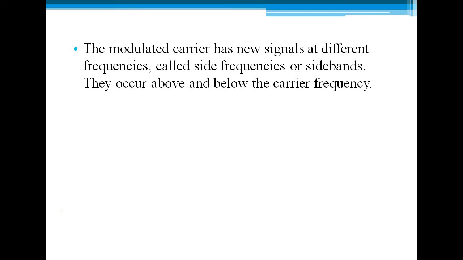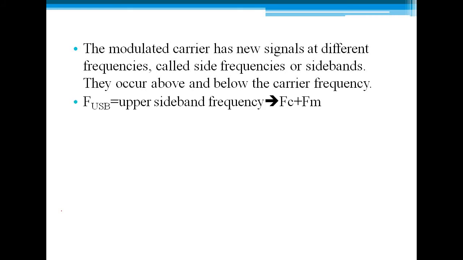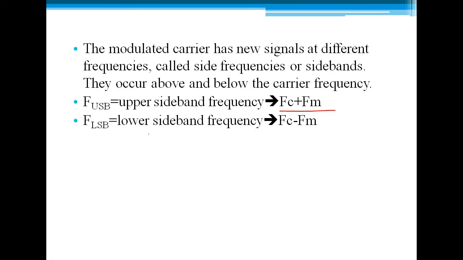Now from that equation, what we come to know is we have two frequencies. First frequency is omega c minus omega m. Second one is omega c plus omega m, and that omega is a representation of a signal in terms of radians. Now here we are representing that radian in the normal frequency domain, so omega c is replaced by fc. FUSB is your upper sideband frequency given by fc plus fm. FLSB is the lower sideband frequency given by fc minus fm.